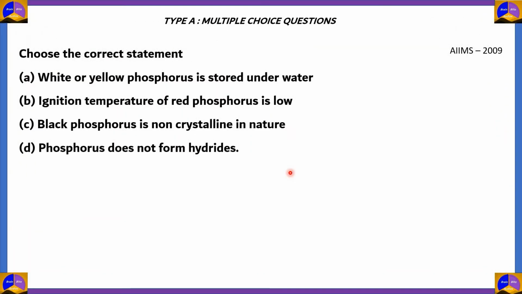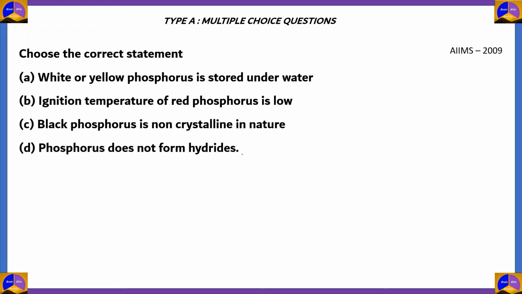Choose the correct statement. A, white or yellow phosphorus is stored underwater. B, ignition temperature of red phosphorus is low. C, black phosphorus is non-crystalline in nature. And D, phosphorus does not form hydrides. We need to find out which of these is the correct statement. Let's start from the bottom. Statement number D. Phosphorus does not form hydrides.